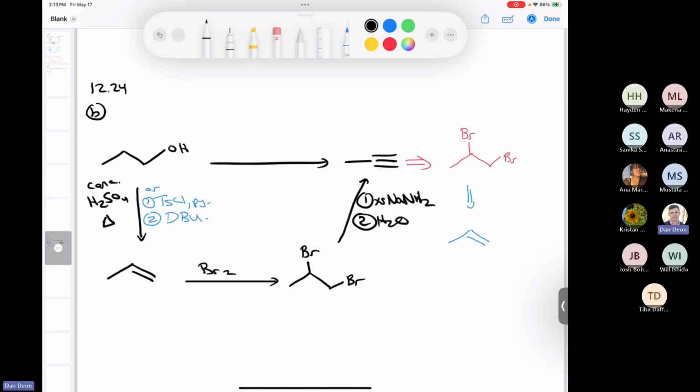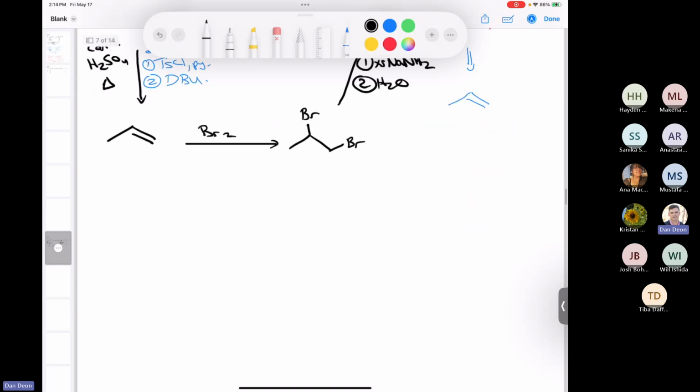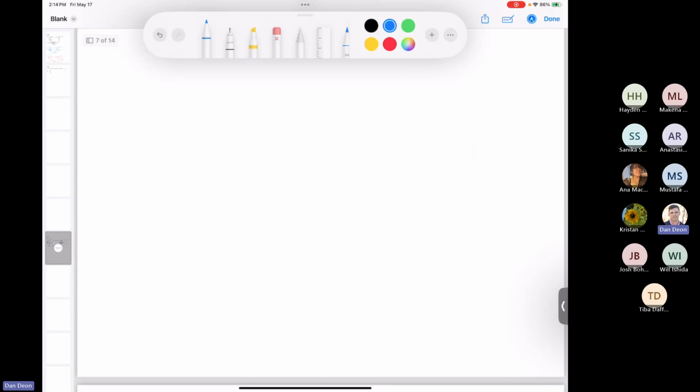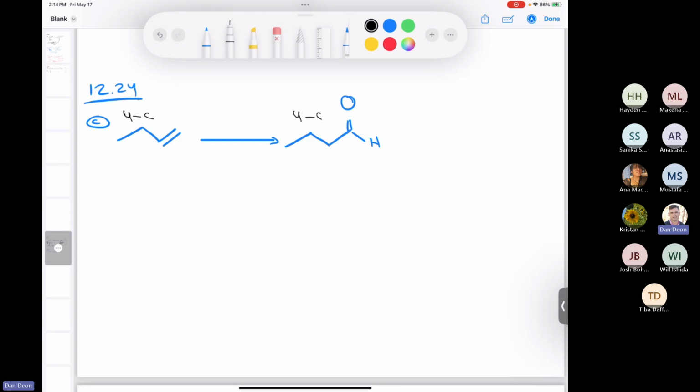Right, there should be a lot more reactions bouncing around in our head now than there were in organic chemistry 1, right? Let's try C. So this is 12.24C from the Klein textbook. So we're starting with 1-butene, this compound, and we want to convert it into an aldehyde. So hey, we're going to have to use some oxidation here. Now, is there any change in the carbon skeleton? Starting out with 4 carbons, I'm ending up with 4 carbons.